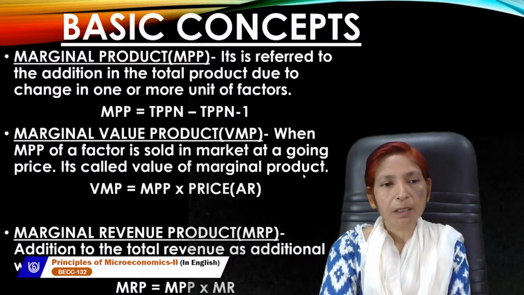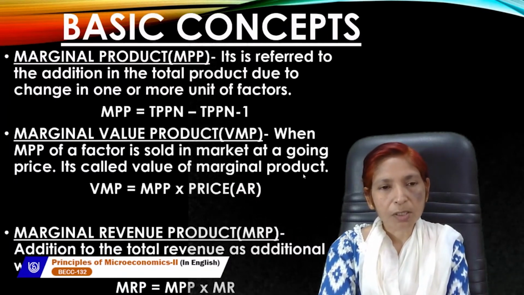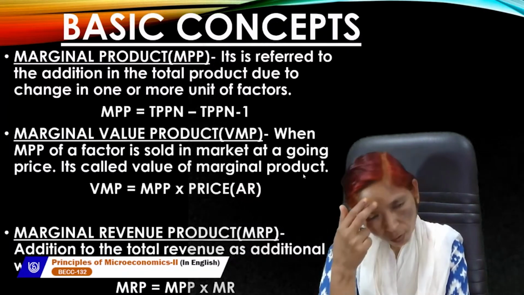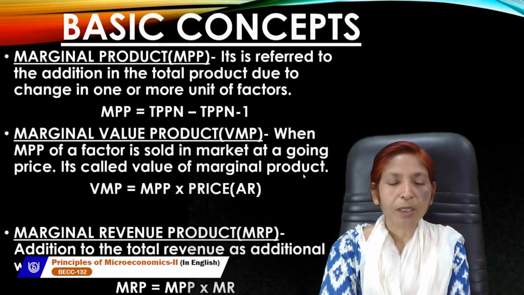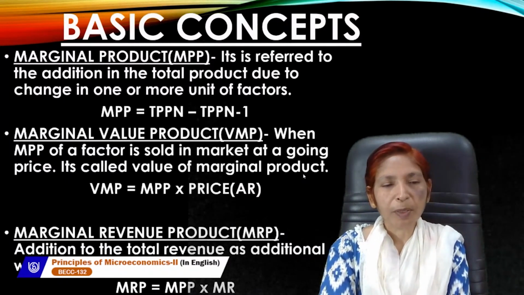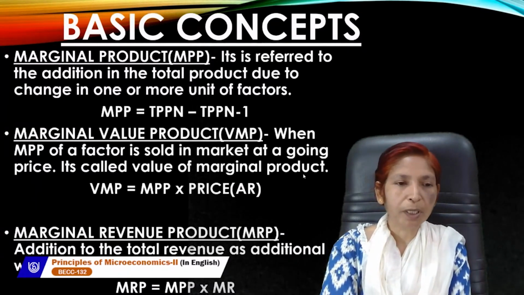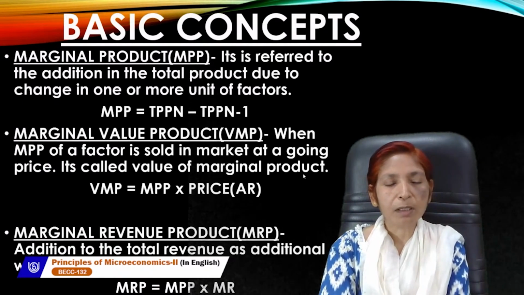So MPP is calculated by taking this formula: TPPn minus TPPn-1. TPP represents the total physical product, the units of total physical product, and the next is the change in total physical product units. So from TPPn minus TPPn-1, we can get MPP, the marginal physical product. Second is marginal value product, or value of marginal product.